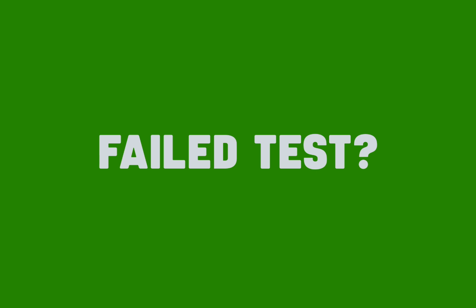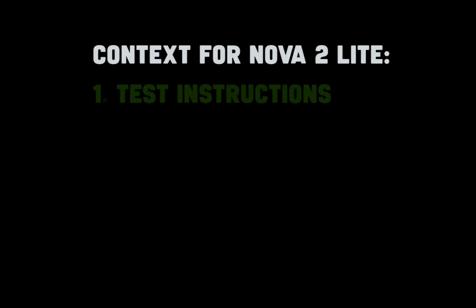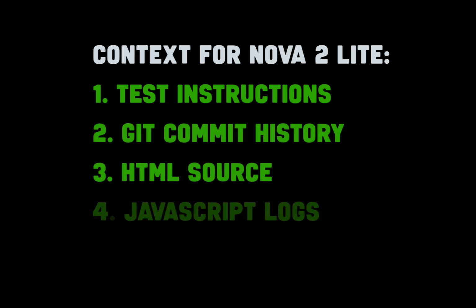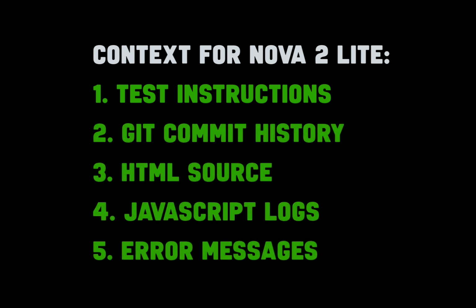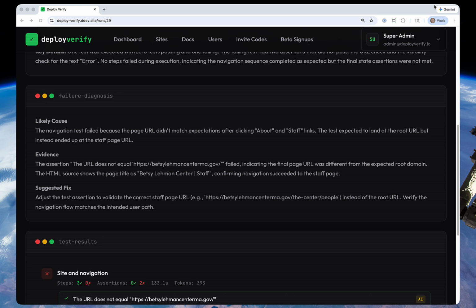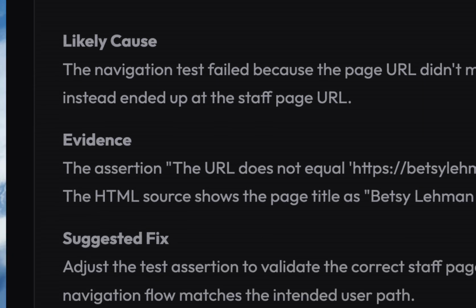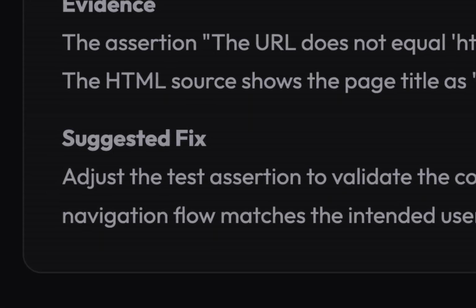But where it becomes more powerful is when the test fails. On failure, Deploy Verify gathers the test instructions, recent commit messages, DOM snapshots, and browser logs, and the exact failure output. The entire context is sent to Nova 2 Lite to generate actionable remediation guidance. It doesn't just report that something failed, it reasons about why it likely failed and suggests what to fix.